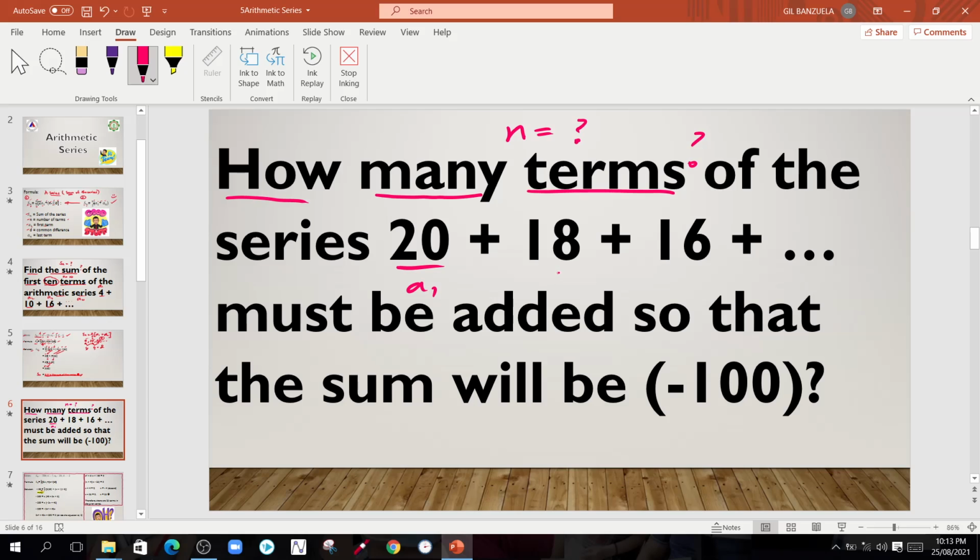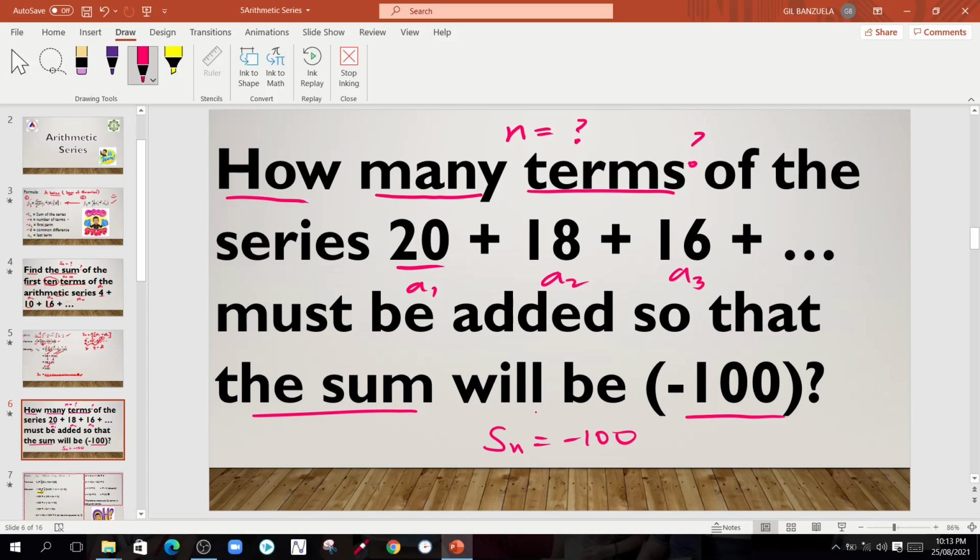18, that is your second term, and 16, your third term. So, how many terms must be added so that the sum will be negative 100? So, therefore, the sum of this series is equal to negative 100.